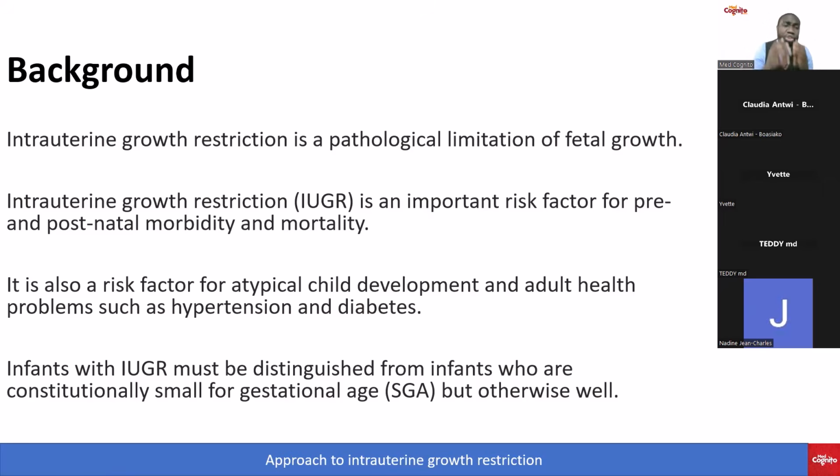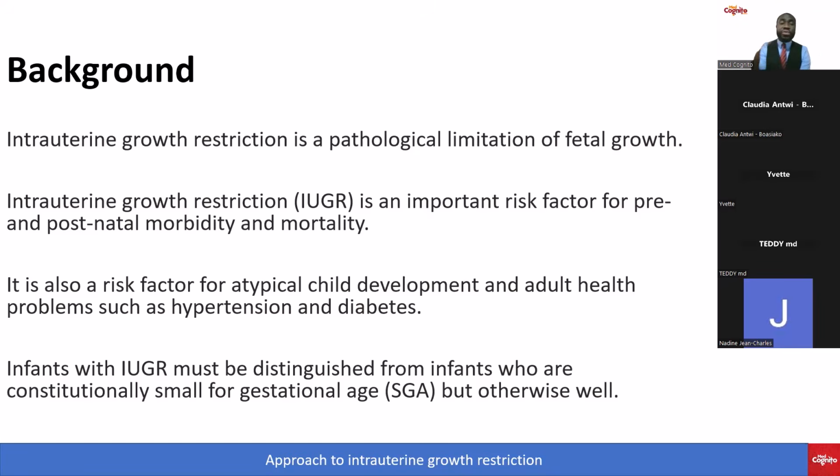It is also a risk factor for atypical child development and adult health problems such as hypertension and diabetes. So as soon as you see that, boom, it should really come into your mind that, man, if this is the situation and if this is what is being talked about, then I need to really pay attention. Okay. So infants with intrauterine growth restriction, and by the way, when you see IUGR, that's what it means.